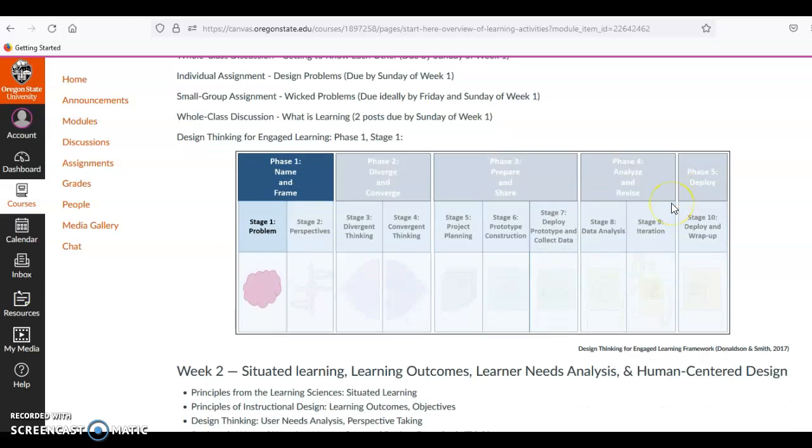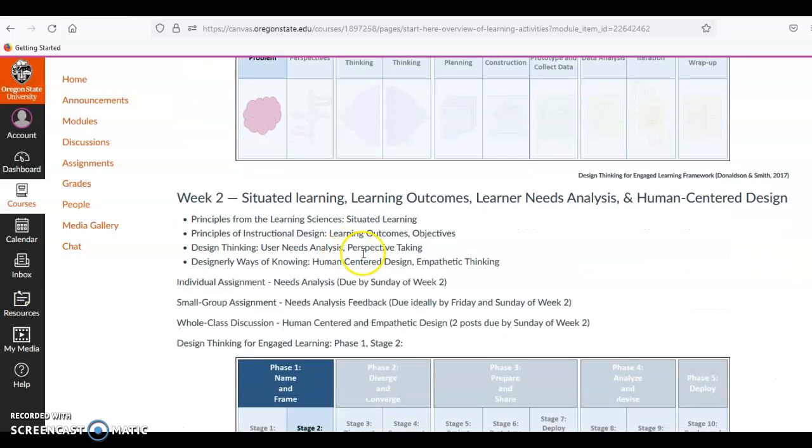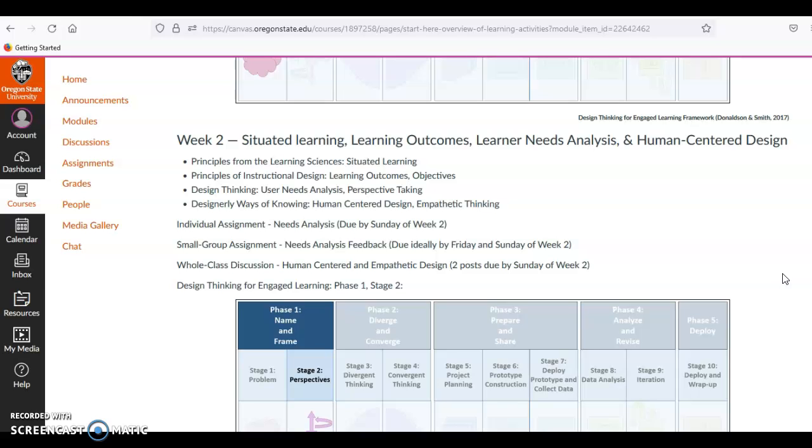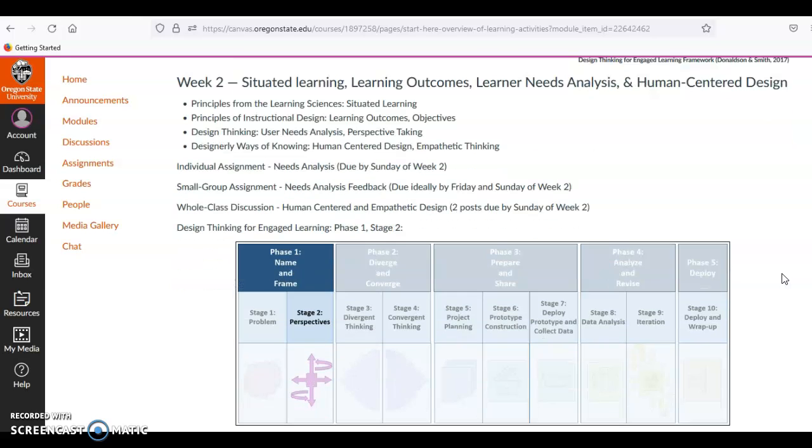But I wanted to look at our phases and recollect what you have done, because you've done quite a bit in these last 6 weeks. And so phase 1, name and frame. So we came up with our problem. And then week 2, we talked about situated learning, learning outcomes, and learning needs analysis and human-centered design. And so here again, you can see we did perspective. This is when you developed user personas and really did some user analysis.